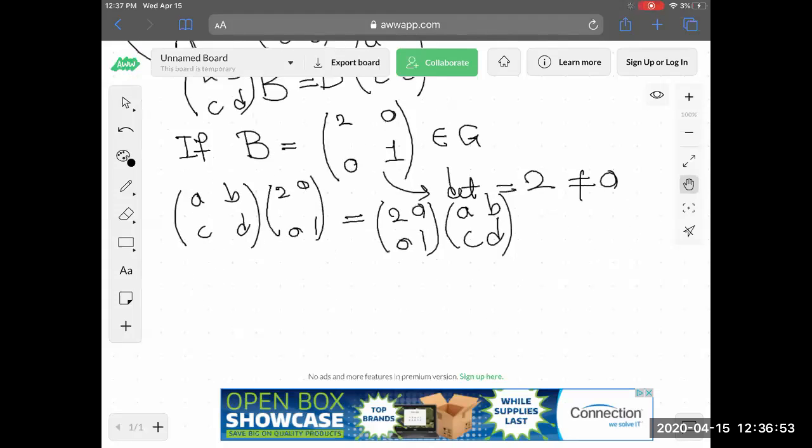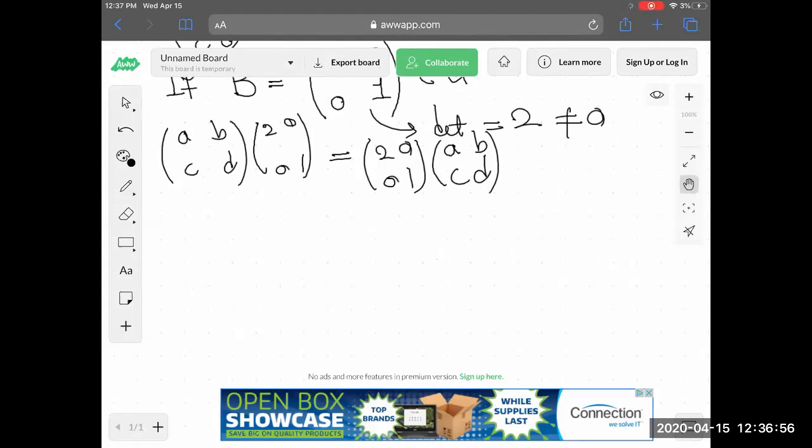Because we should have this equality for any B, and this is a very explicit B, it should be correct for this explicit B too. Is it clear what I'm doing? Is there any question? Okay, I take it as no.